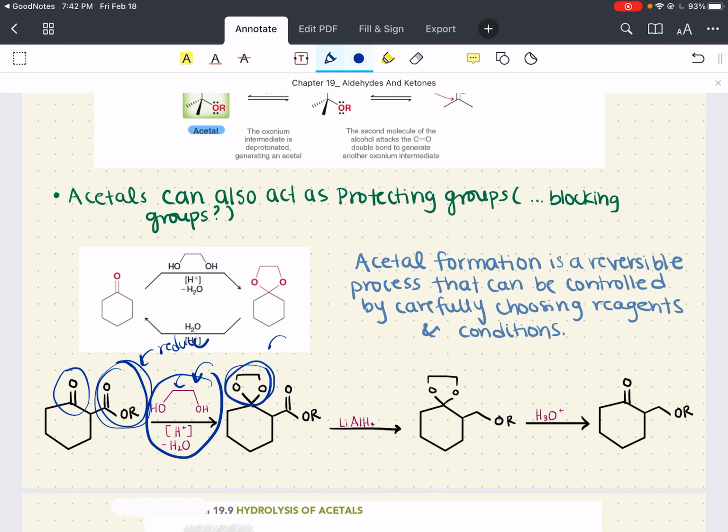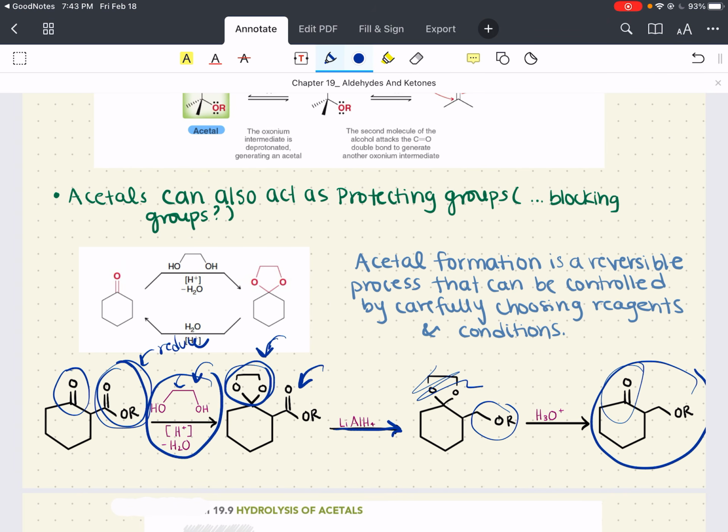And then after this acetal is formed, we no longer have a ketone there that we might reduce. We can go ahead and use our reducing agent, like lithium aluminum hydride, to reduce our ester. Wonderful, look at that, we reduced it. And now what we can do is finally remove this acetal group and go back to having our ketone there. And look at that, we reduced our ester without reducing the ketone.